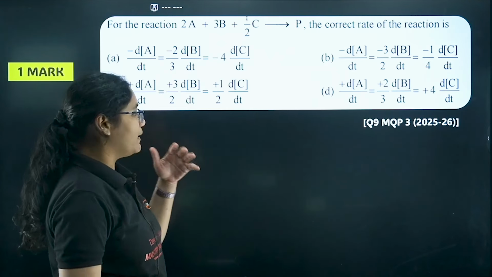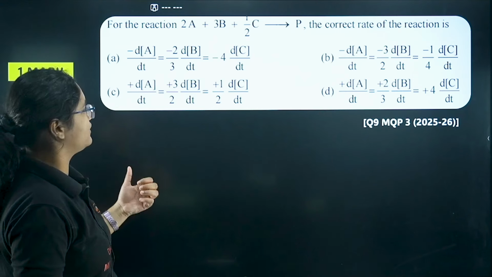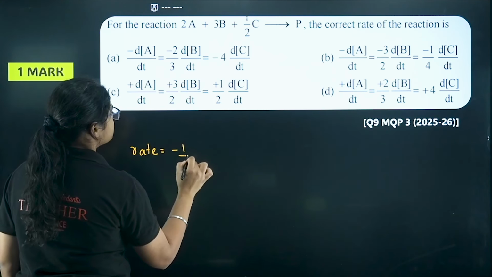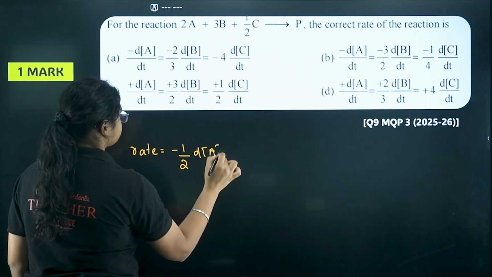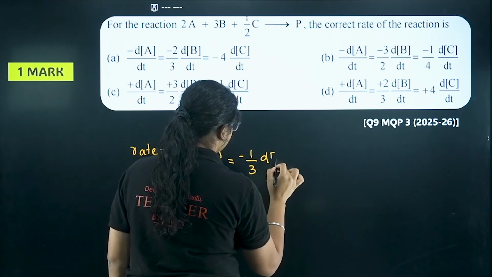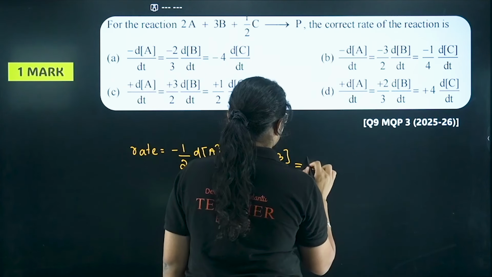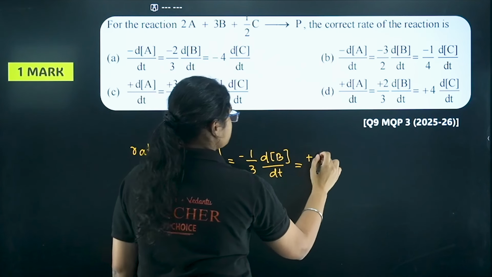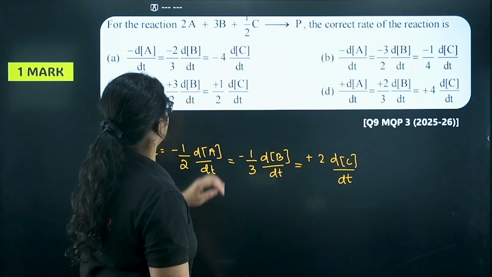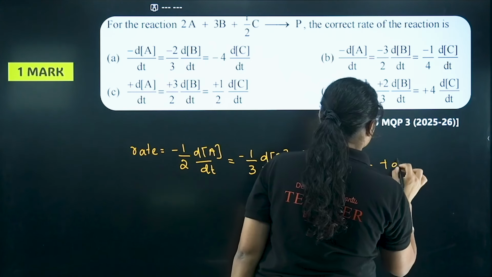Now let's move to model question paper 3. Question number 9 was this one. For the reaction, the correct rate of the reaction is. So what will be the rate here? If I write the differential rate, that will be minus 1 by 2 of dA by dt, equal to minus 1 by 3 of dB by dt, equal to plus 1 by 2 of dC by dt, right? Oh no, sorry, here also it is minus only because it is a reactant, and that is equal to plus dP by dt.